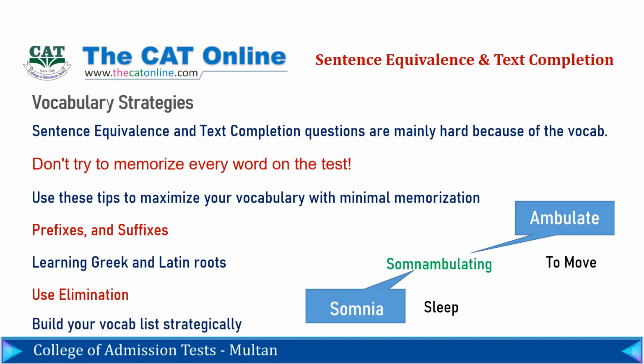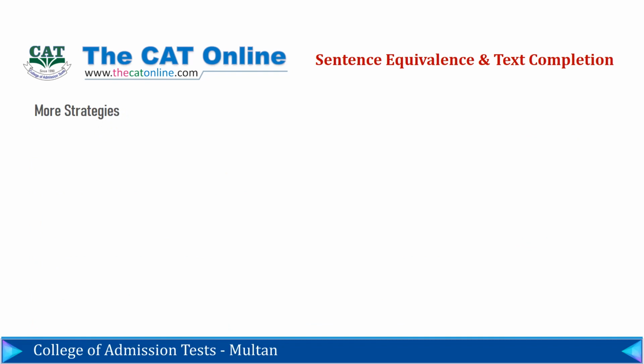Build your vocab list strategically. Instead of starting with a massive list of words that sound like they ought to be on the GRE, build your vocab list from words you actually encounter in prep materials. This will be less overwhelming, and you'll be more likely to actually remember the words if you focus on a manageable number.